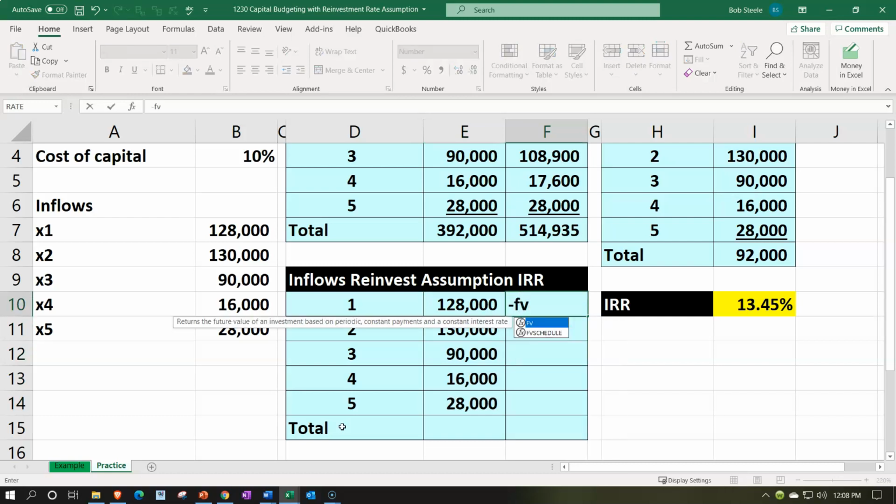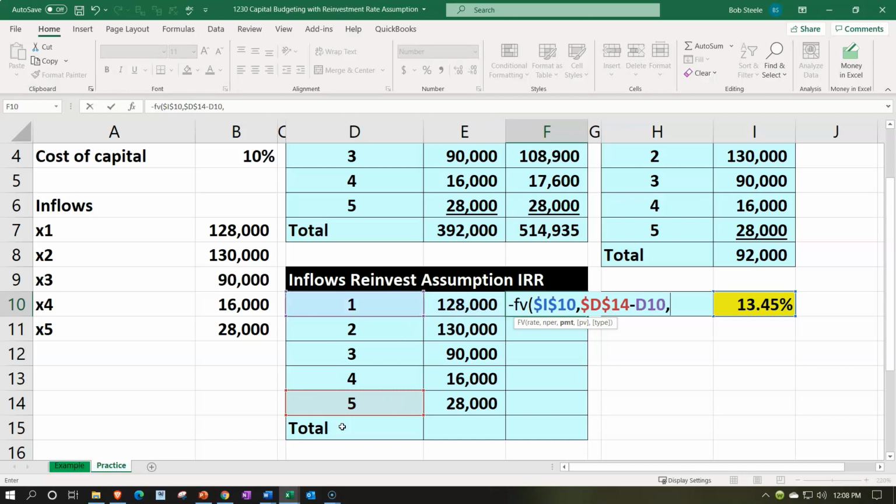Negative future value, FV, Shift 9, rate is now that 13.45 because we're thinking we can get that same return as we get the money back, because we know we're good at finding places to put our money to get a return. And then the number of periods, and by the way, of course, you would do the same thing. This would be F4, comma, and then the number of periods would be the fifth one, F4, so that stays the same when I copy it down, minus the first period, comma, comma, present value 128.